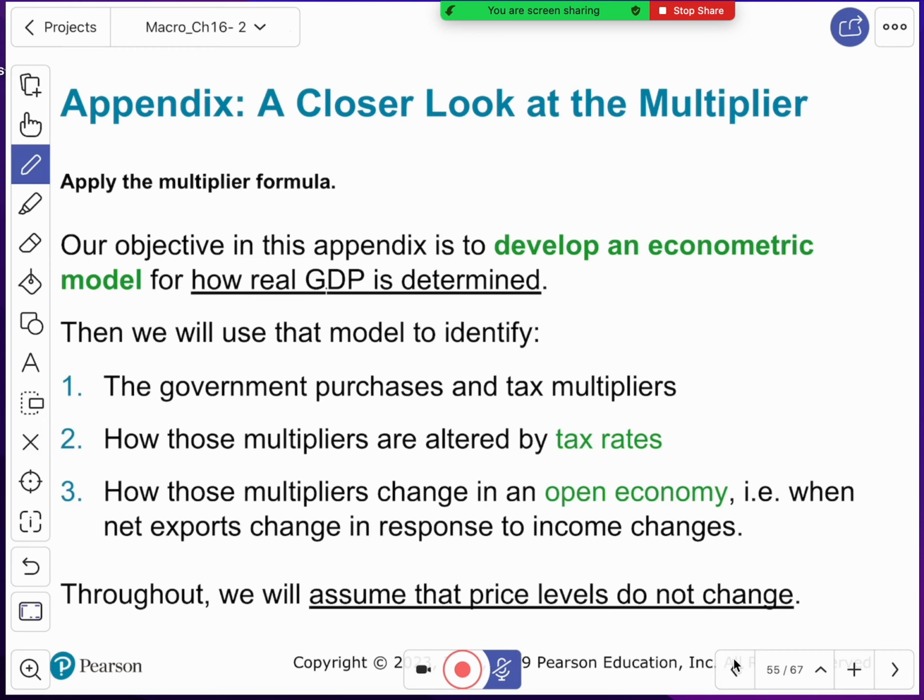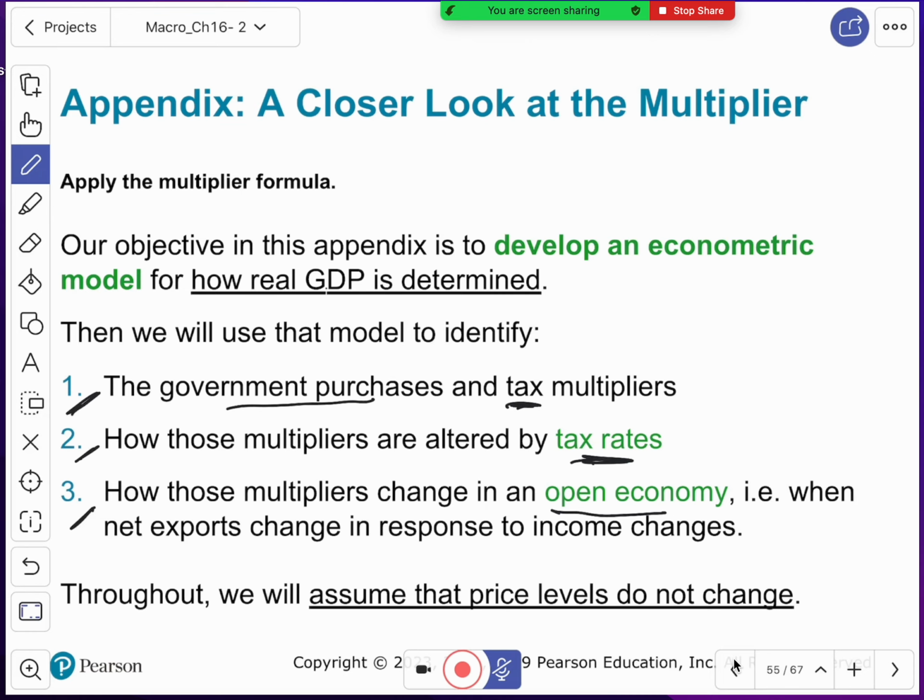Hello everyone. In this video I'm going to go over the different types of multipliers. We're going to start with the first type, which is a closed economy multiplier that has government purchases and a lump sum tax, a tax amount. The second one is again a closed economy but has a tax rate instead of a tax amount. And then the third one is the open economy multiplier.